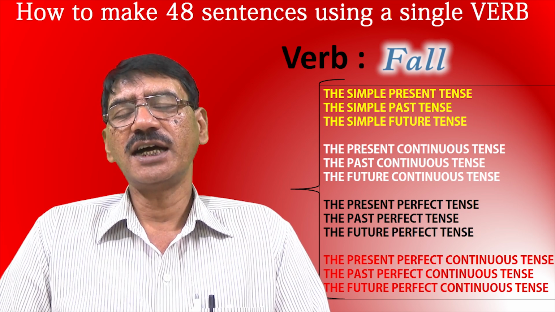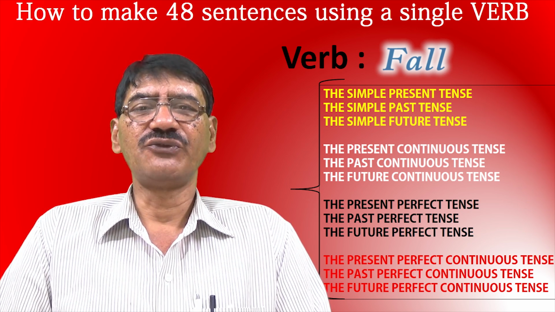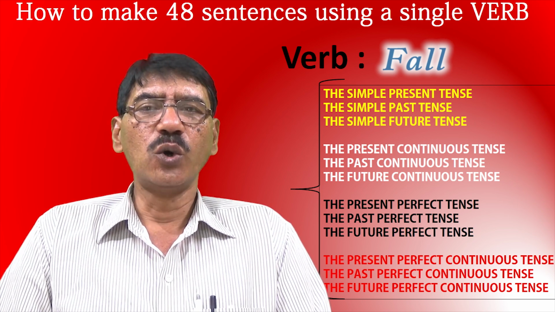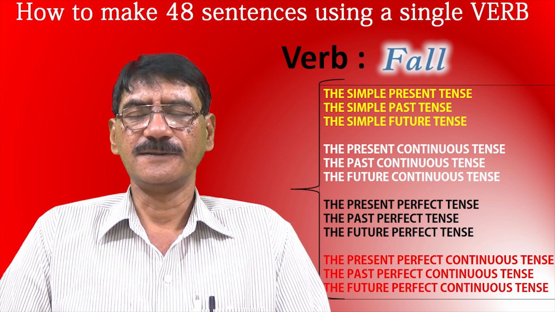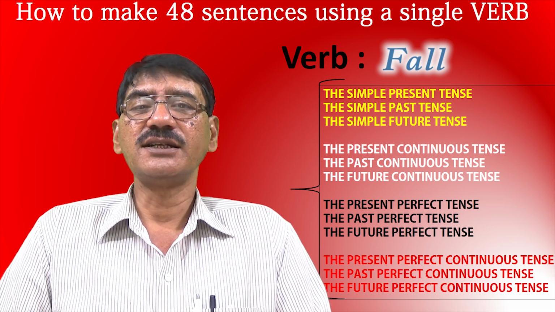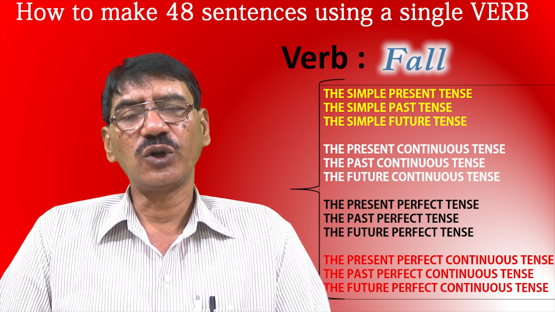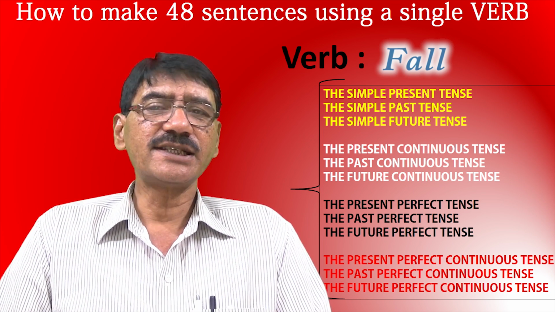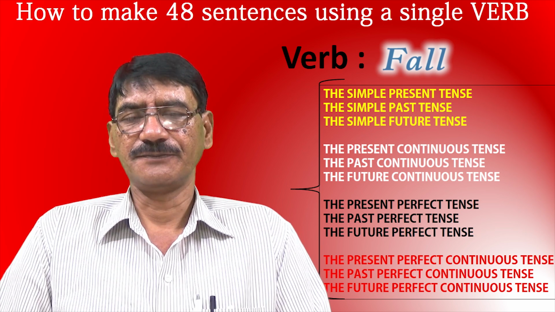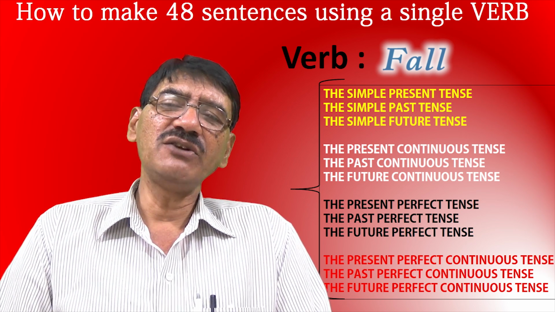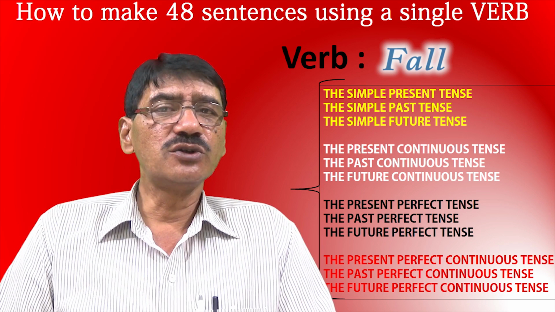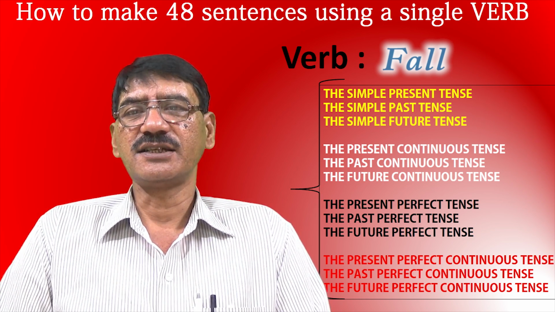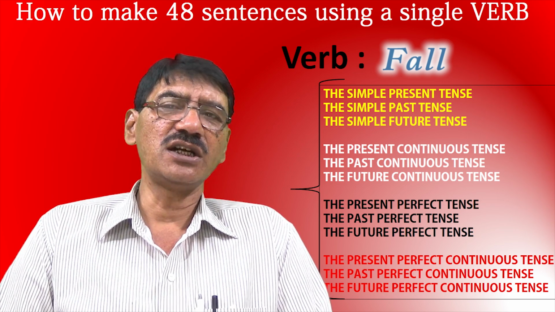It will have fallen unnecessarily. It won't have fallen unnecessarily. Will it have fallen unnecessarily? Won't it have fallen unnecessarily? It has been falling unnecessarily. It hasn't been falling unnecessarily. Has it been falling unnecessarily? Hasn't it been falling unnecessarily? It will have been falling unnecessarily. It won't have been falling unnecessarily. Will it have been falling unnecessarily? Won't it have been falling unnecessarily?